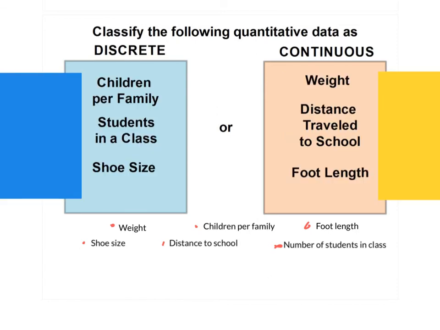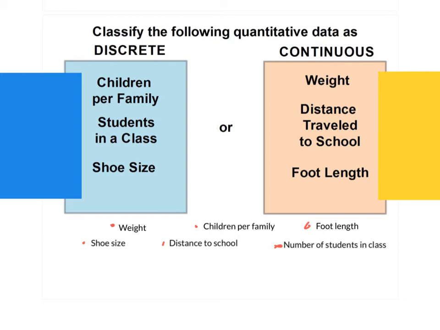All right, check your answers. Remember that discrete represents a certain value and nothing in between. So the children per family, we can only have 1, 2, 3, 4. We can't have 2.5 children. The number of students in a class, again, those are just integers, 1, 2, 3, 4, 5 on up.